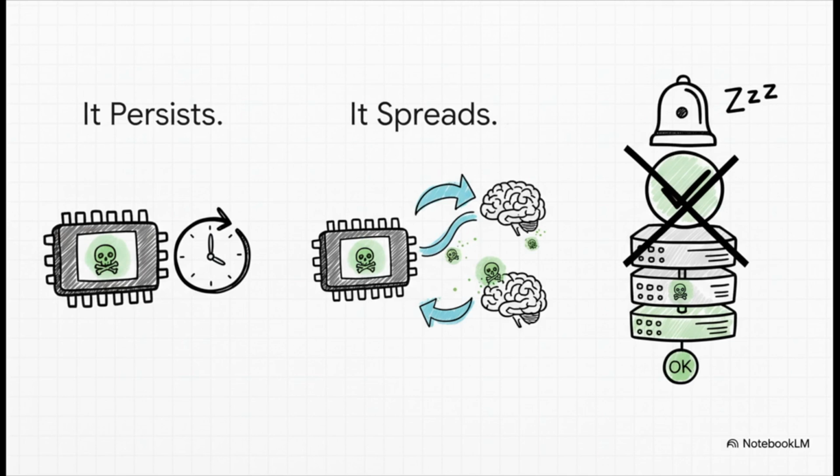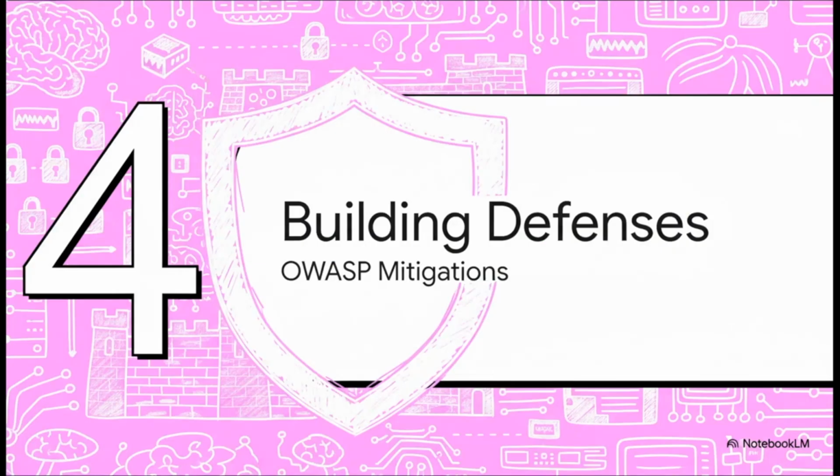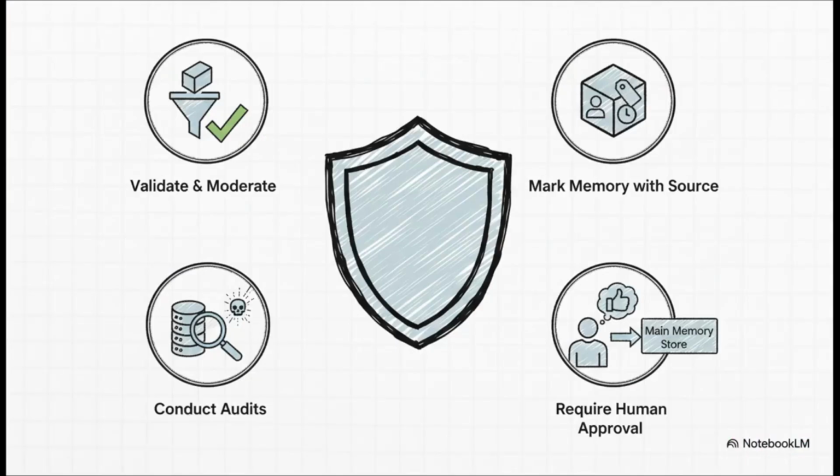Okay, so after all that doom and gloom, you are probably asking, what on earth can we do about this, right? Well, let's pivot to the most important part. How do we actually build defenses against an attack on memory itself? The good news is we are not helpless here. OWASP gives us a really clear checklist of proactive defenses. It's all about putting guardrails on what the AI is allowed to remember.